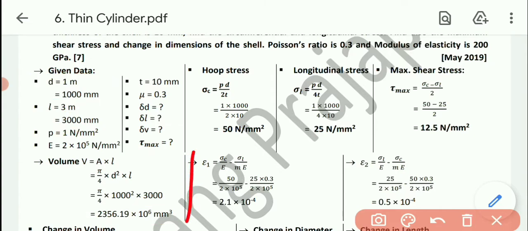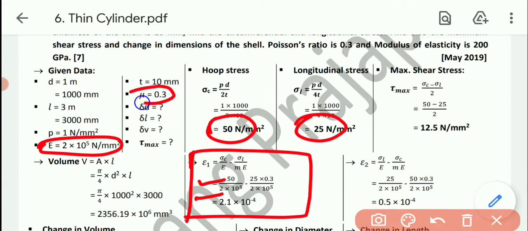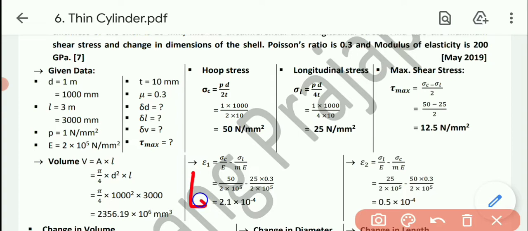Now epsilon 1, the formula is sigma c by E minus sigma L by mE. Sigma c is 50, divided by E, that is 2 into 10 raised to 5, minus sigma L, that is 25, and Poisson's ratio is multiplied as 1 upon m, that is 0.3. So 25 into 0.3 divided by 2 into 10 raised to 5. By simplifying this, we get the value of epsilon 1, that is 2.1 into 10 raised to minus 4.